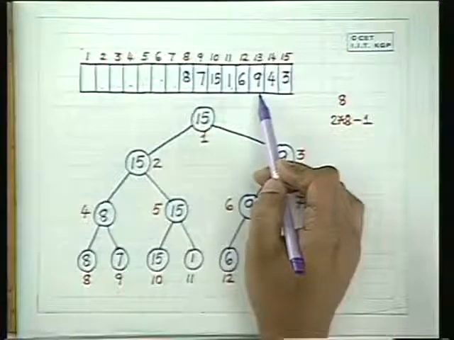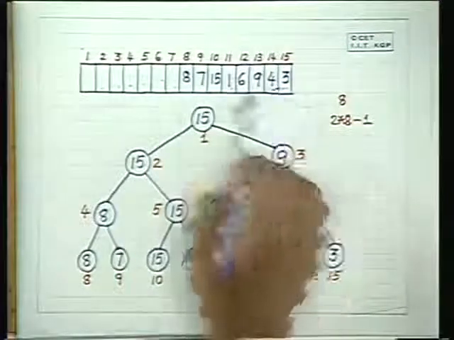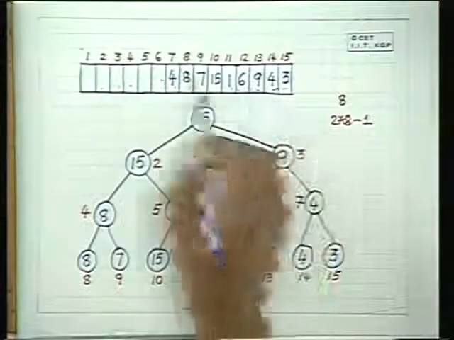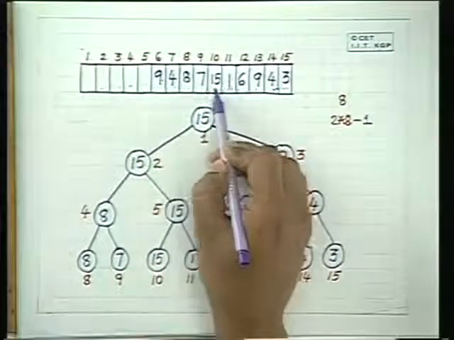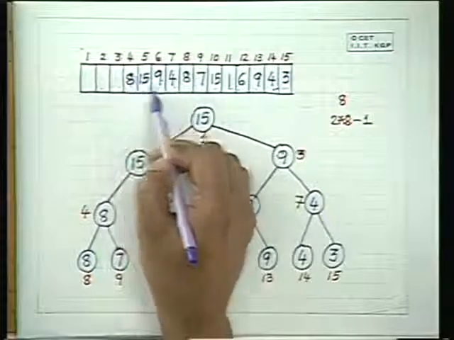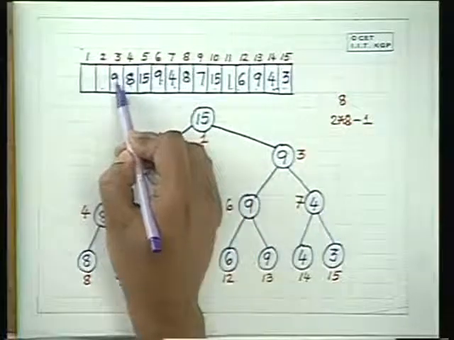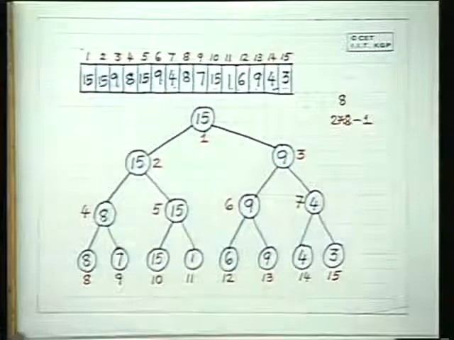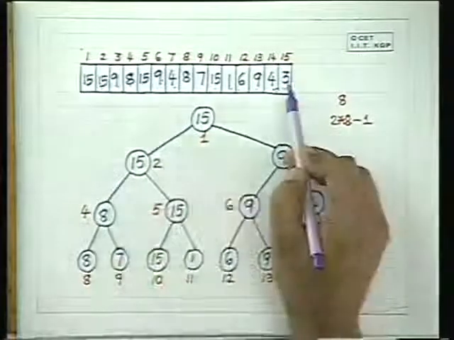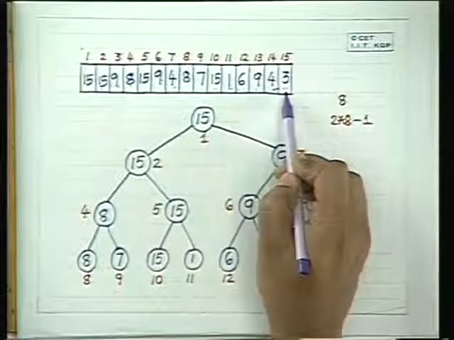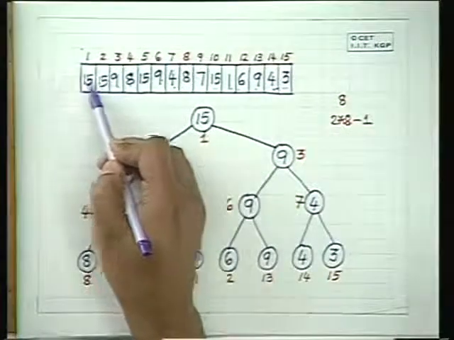A much easier way of doing the whole thing is if you start backwards. You compare these two and put the larger here. Compare these two and put the larger here. And just continue like this. So for i equals 2n minus 1 right up to here, in one loop you can simply set up the tournament.